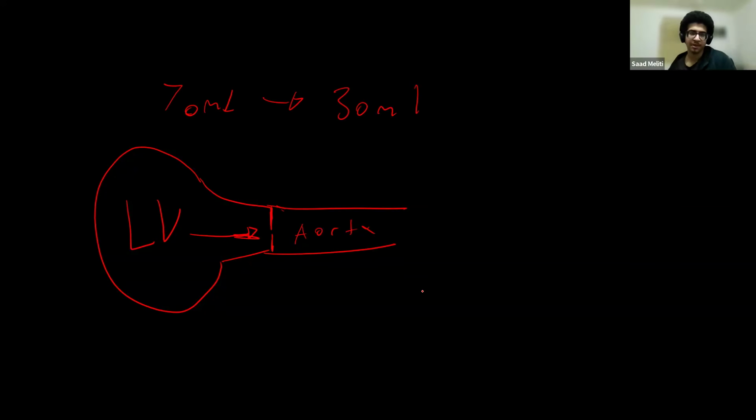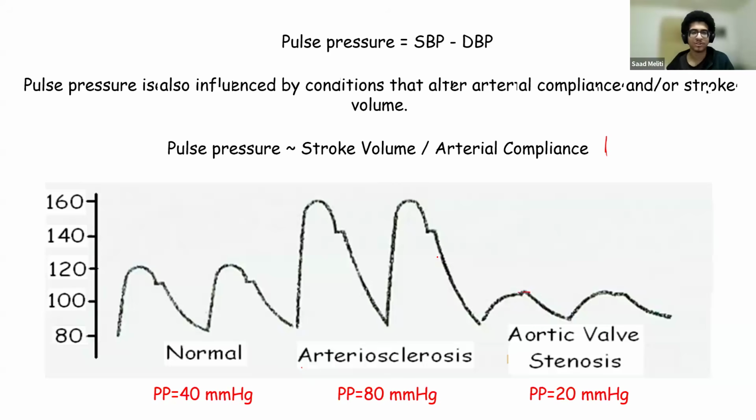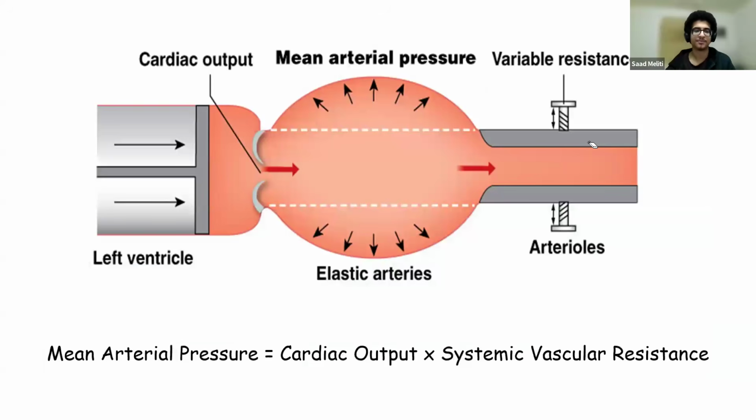Okay, perfect. So that's the basic concept. In aortic valve stenosis, we're going to have a decreased stroke volume. Decreased stroke volume is going to lead to a decreased pulse pressure. But that's all you guys need to know. Next, we're going to talk more about mean arterial pressure.